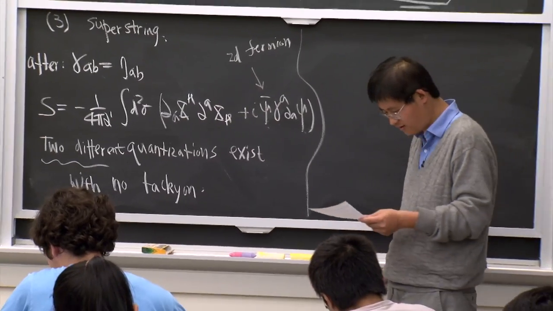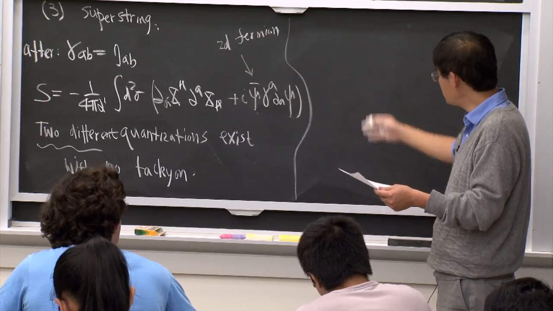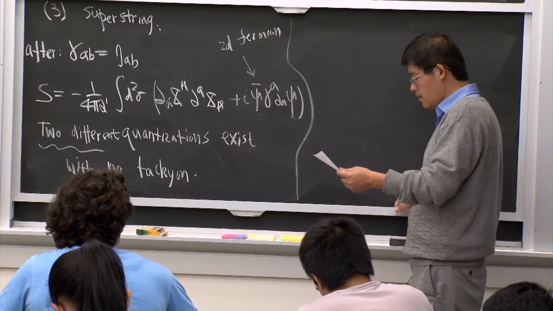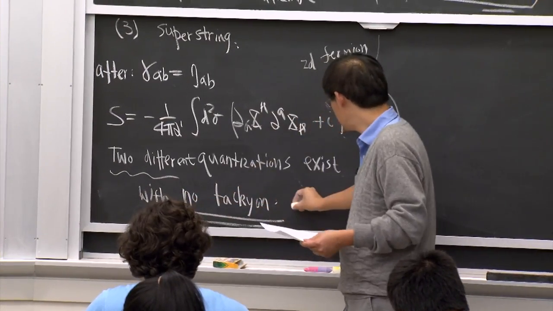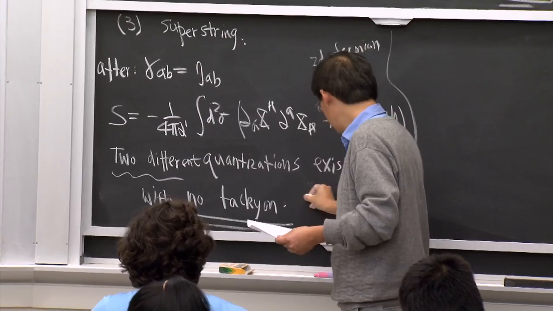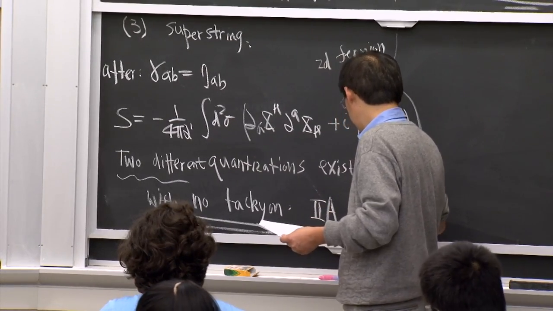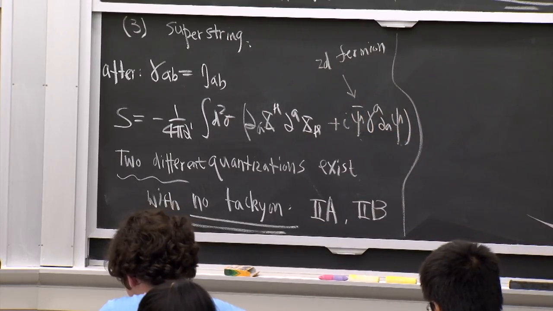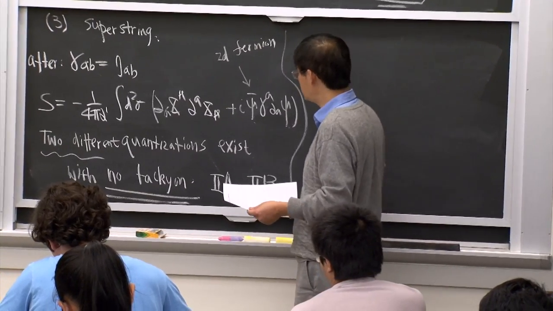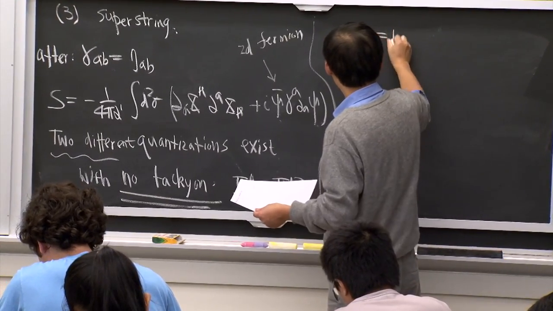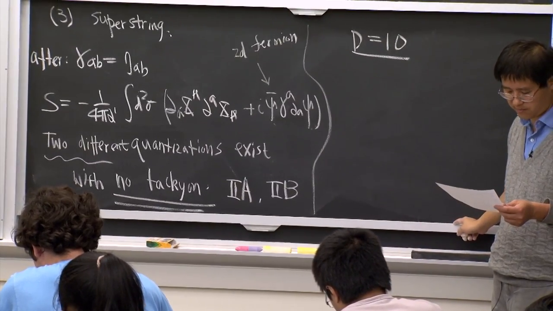Actually, you still cannot do it yourself. There's still a little bit more subtlety than that, but the principle is very similar. So in this case, you get rid of the tachyon. These two procedures are called type 2A and type 2B string theory. So they give you two types of string theory. One is called type 2A, and one is called type 2B. Also a very important difference: instead of D equal to 26, now it only requires D equal to 10.